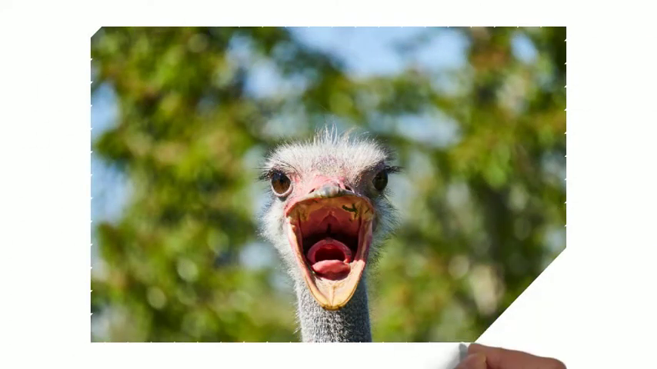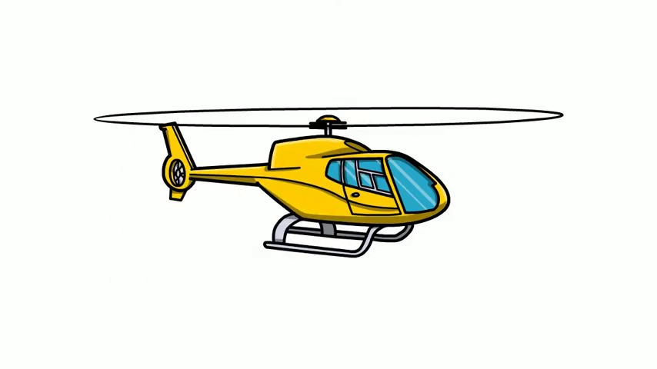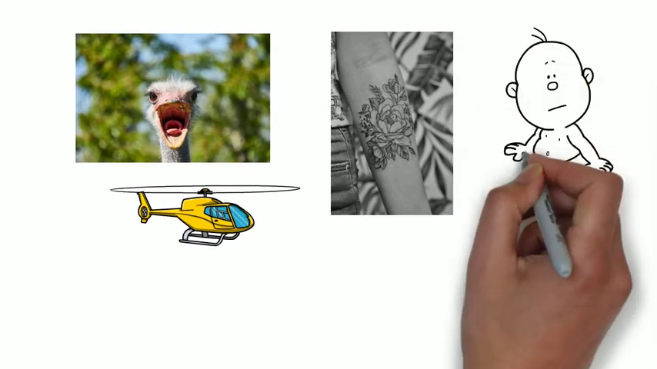Here is your task. Write a story that features an ostrich, a tattoo, a helicopter, and a baby. That's right. Somewhere in your story, you need to include an ostrich, a tattoo, a helicopter, and a baby.